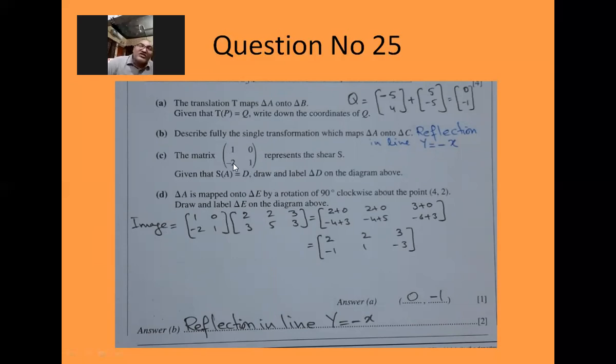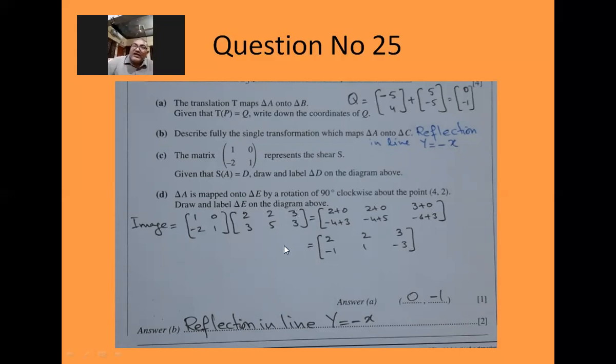Okay, so now I know the transformation matrix. I have to apply this transformation to A, and you will get the image. Remember this formula: image equals the transformation matrix multiplied by the object. These are the coordinates of the point A. This is the transformation matrix 1, 0, -2, 1.